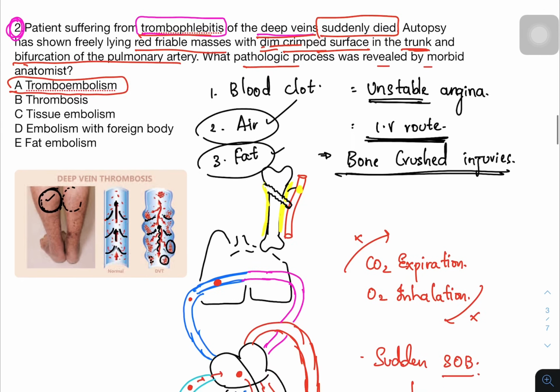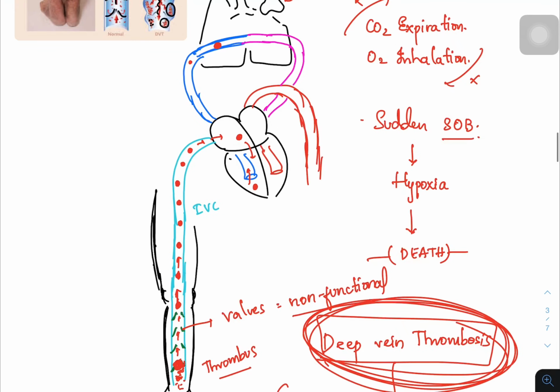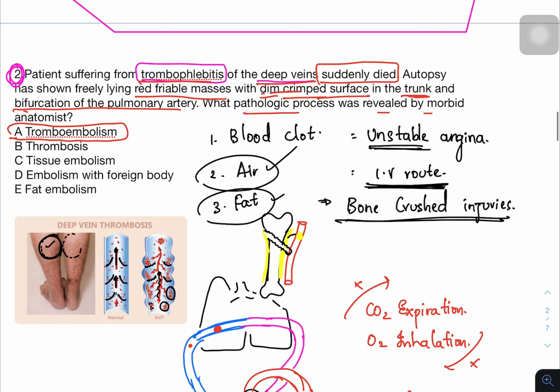Clear? Not thrombosis. Thrombosis is the formation of a clot. What will happen if the clot is formed here? Nothing is going to happen. But if the clot detaches here and then ascends up, then something is going to happen. Something strange.